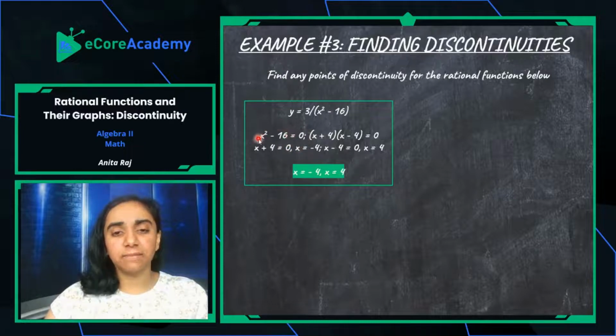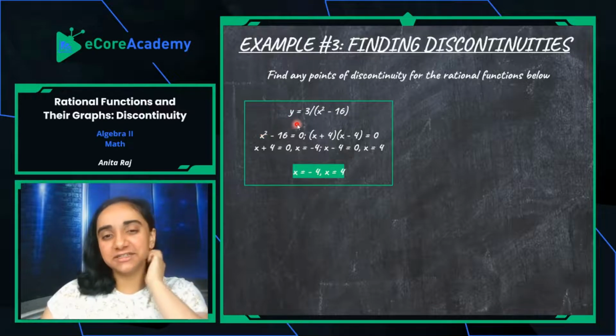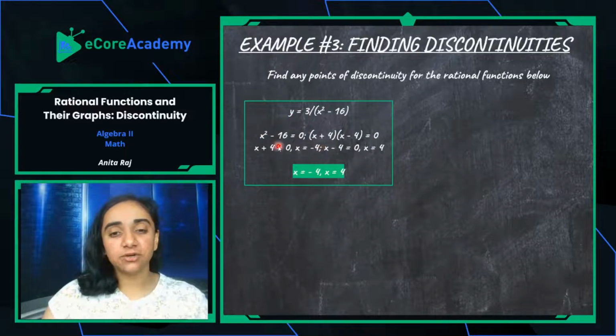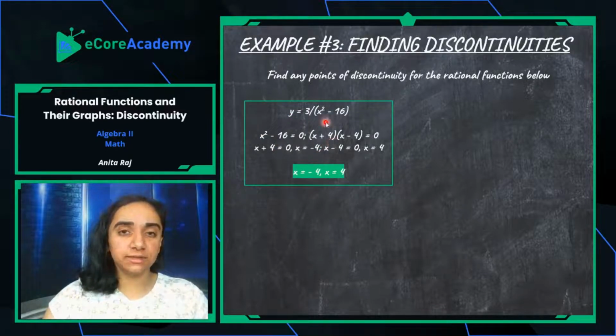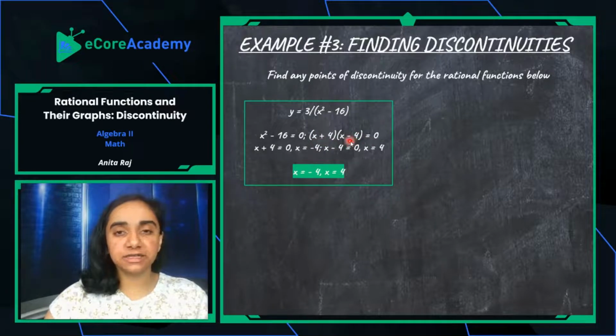This is a difference of squares. I don't know why I blanked out for a second. This is a difference of squares. So if we do a difference of squares as we learned, a squared minus b squared is equal to a plus b times a minus b. So we're going to factor this to x plus 4 times x minus 4 is equal to 0. We take each of these factors and we set them equal to 0. We get x plus 4 is equal to 0.